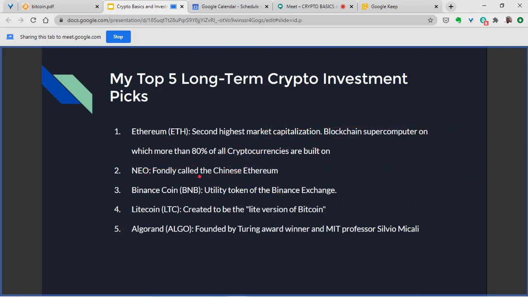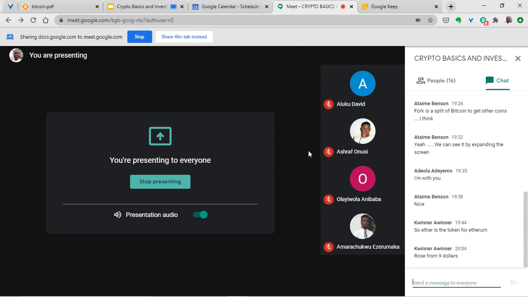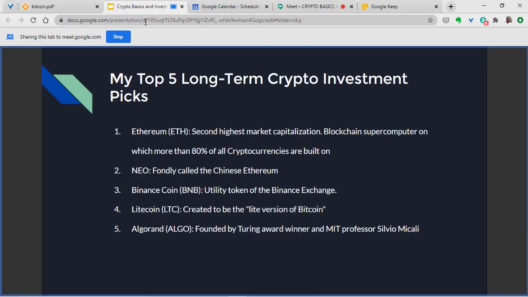Neo is also called the Chinese Ethereum. It's built by some Chinese developers. When they saw Ethereum having so much success, they felt they could build something to rival it. It hasn't really rivaled it yet, but because this platform was built by one of their own, most Chinese developers now want to build on Neo. The code is in Chinese and some other things. So they call it the Chinese Ethereum.